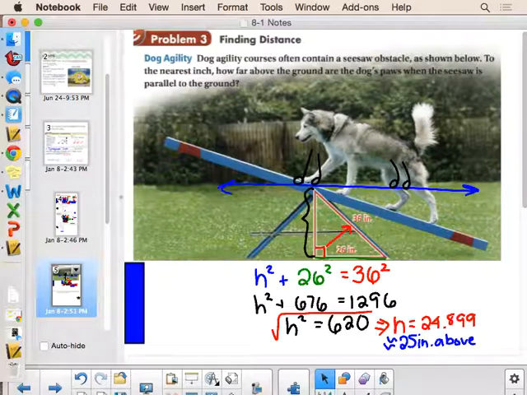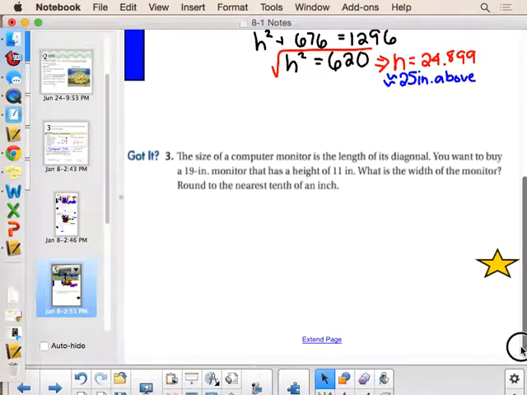Okay? Here is your question. Your question deals with a computer monitor. The size of the computer monitor is the length of its diagonal. The same actually goes for TV screens in case you were curious. You want to buy a 19-inch monitor that has a height of 11 inches. What is the width of the monitor? Round your answer to the nearest 10th inch.